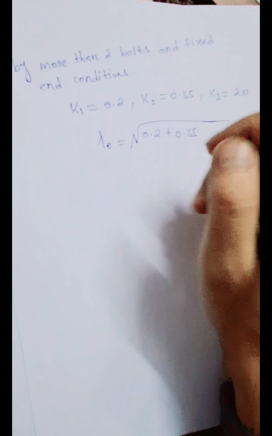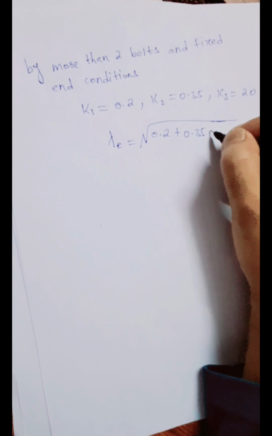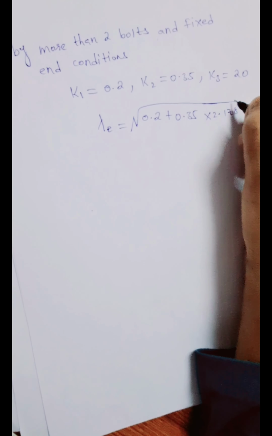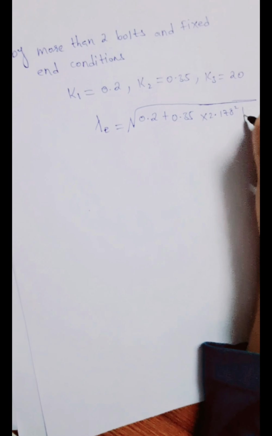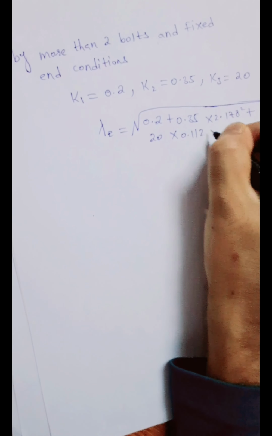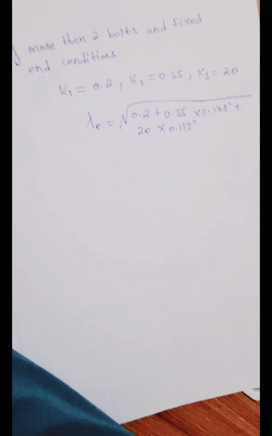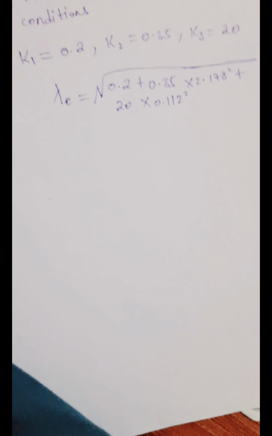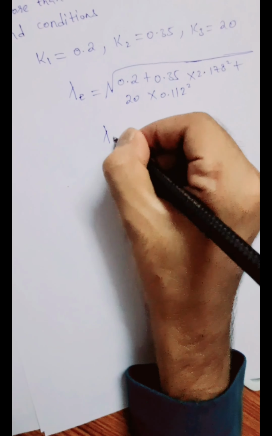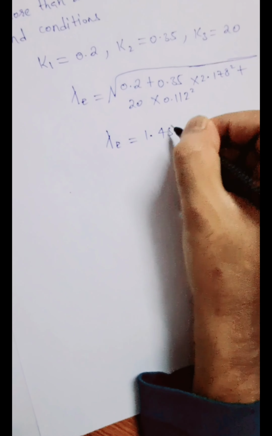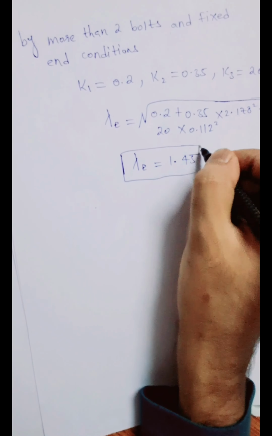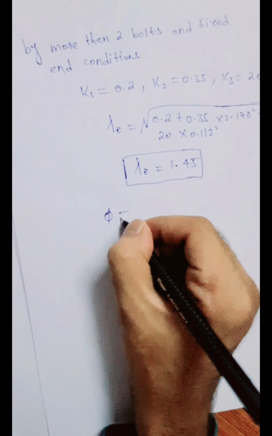So what is that? Lambda e is the root of 0.35 into 2.178 square, plus 20 into 0.112 square. After the 0.112 square, you get the root value equal to 1.45. Lambda e is equal to 1.45. If you solve this in your calculator, you get this lambda e value. Now we go for the phi.